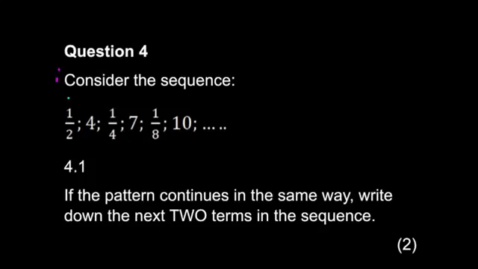But if you take it at a glance, you can see the half, quarter, eighth standing there, and 4, 7, 10 also standing there, begging to be worked with. So if we had to carry on, our next one would be a half of an eighth, which is a sixteenth, and plus 3 would be 13. So in the first question, when you are supposed to write down the next two terms, there they are.